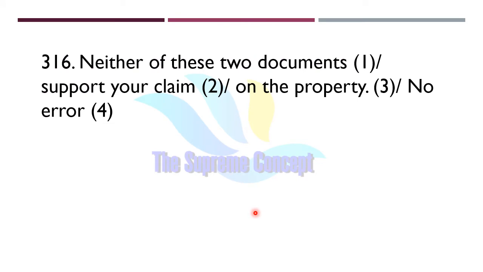Alright, so we have covered 315 questions in our previous classes. So here we will continue with question number 316. It says, neither of these two documents support your claim on the property. Figure out where the error is in this sentence. Just give it a pause and mark your answer. Just bring a piece of paper and a pen with you and start solving all these questions on your own, and keep track of your scores. Yes, you are correct, there is no error in this sentence. This is totally error free. So let us move.